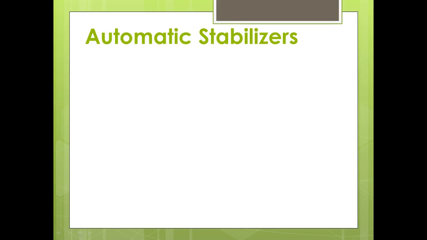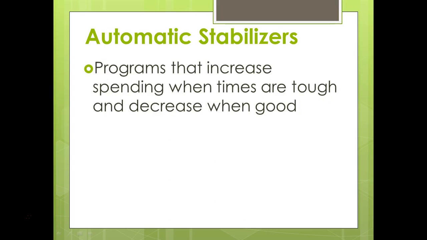Automatic stabilizers are different from government just spending money by deciding to do projects. They are programs that increase spending when times are tough and decrease spending when times are good. This happens automatically without Congress or the president having to do anything. It's already laws that have been written that do this automatically.